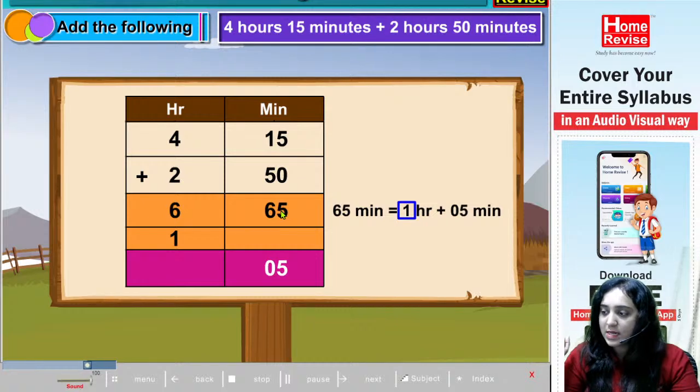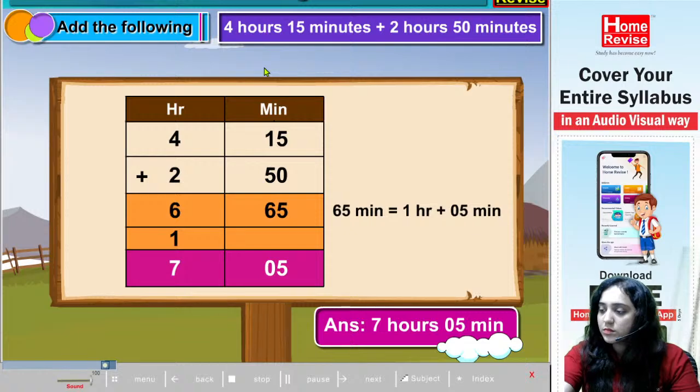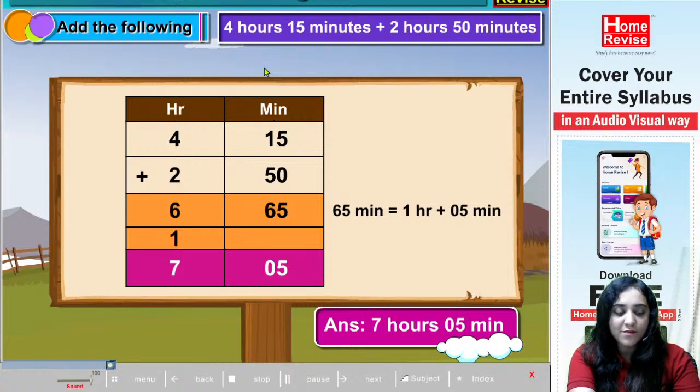So in the hours column, 6 plus 1 carried is 7. Therefore, now we have 7 in the hours column, 5 in the minutes column. Therefore, the answer is 7 hours 5 minutes.